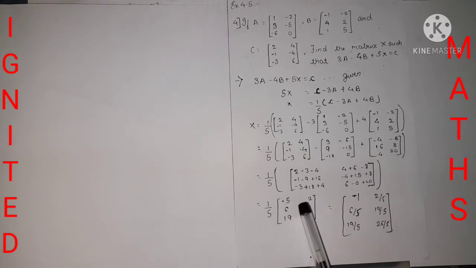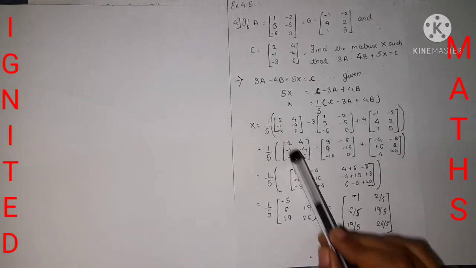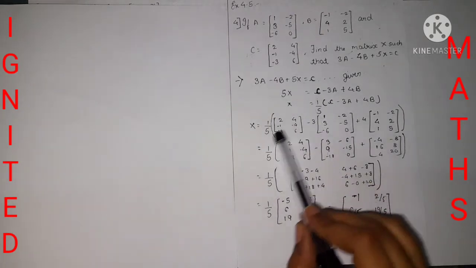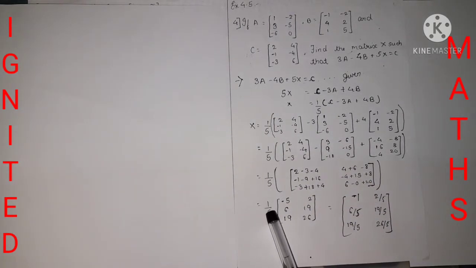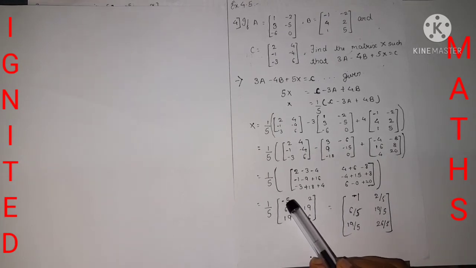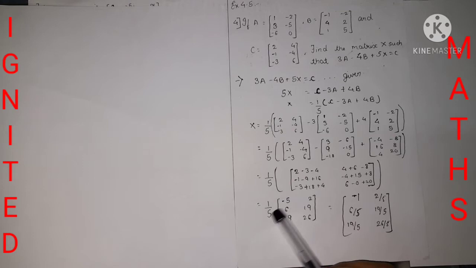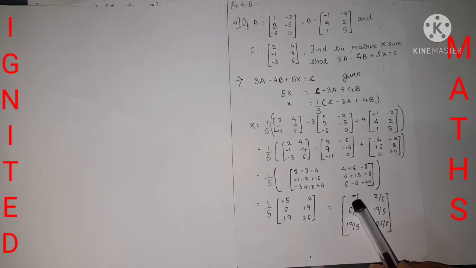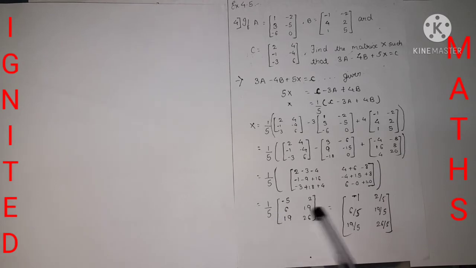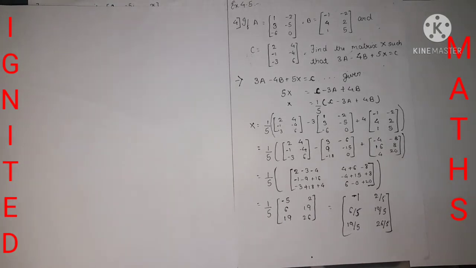After doing the calculation of the matrices, you will get the matrix of x. But the 1 by 5, you can see I have taken over here, so you need to divide this matrix by 5. After dividing, for the first element, minus 5 divided by 5 is minus 1. 2 divided by 5 is 2 by 5. 6 divided by 5 is 6 by 5. 19 divided by 5 is 19 by 5, again 19 by 5, and 26 divided by 5 is 26 by 5.